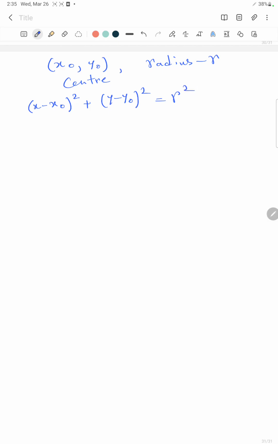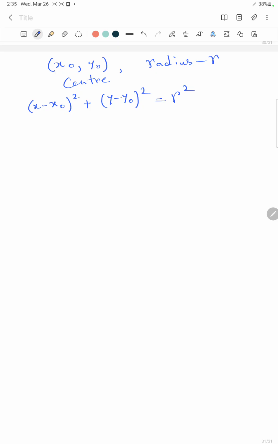So suppose the circle approximation we have used has its center at (x0, y0) and radius r. Then what is the equation of that circle? The equation of that circle will be (x minus x0) whole square plus (y minus y0) whole square equal to r square. Now you can simply ask a question: here I don't know what x0, y0 is, I don't know what the radius r is, then how can we get the radius r?